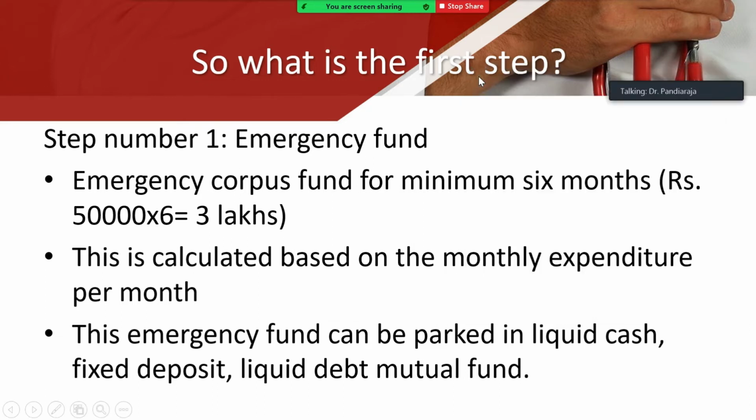So for that, you should first create an emergency corpus fund, minimum of 6 months. This is according to their need. Some people will need a minimum of 15,000, some people a minimum of 1 lakh. So the required amount multiplied by 6 is required as a corpus fund. This can be calculated based on monthly expenditure.